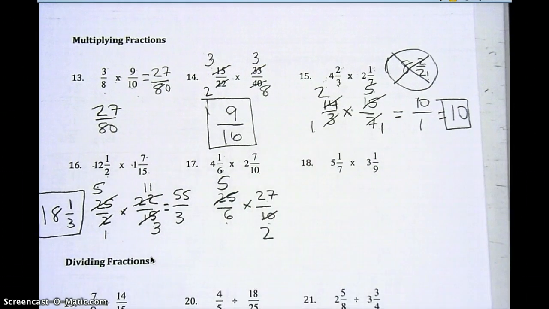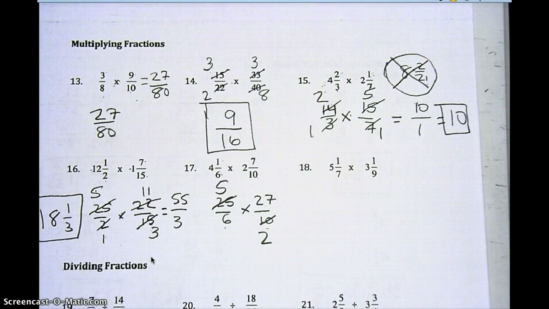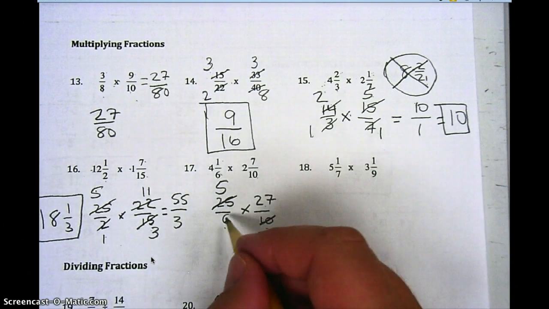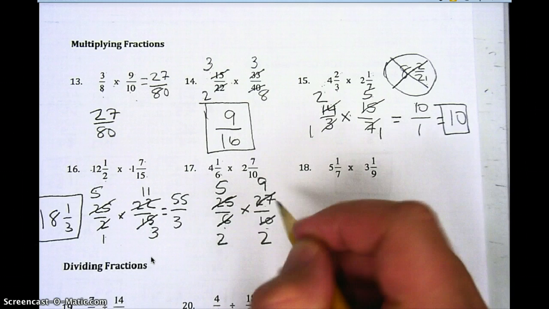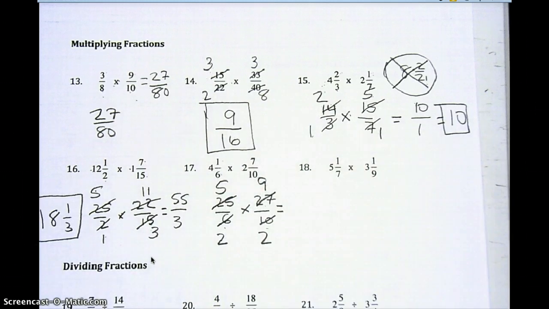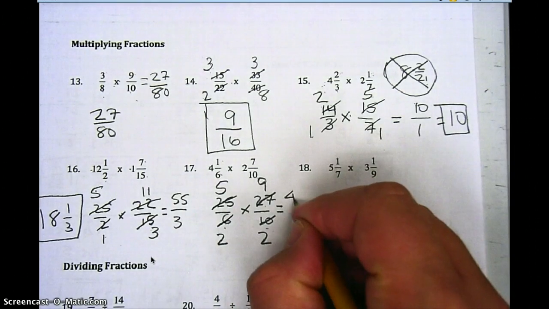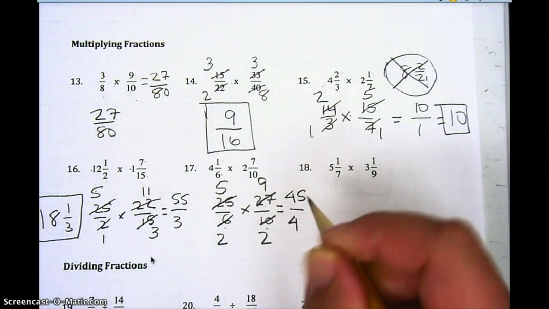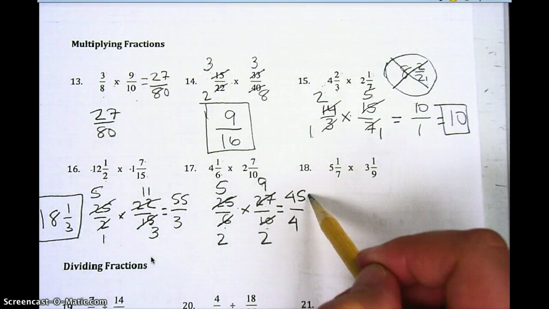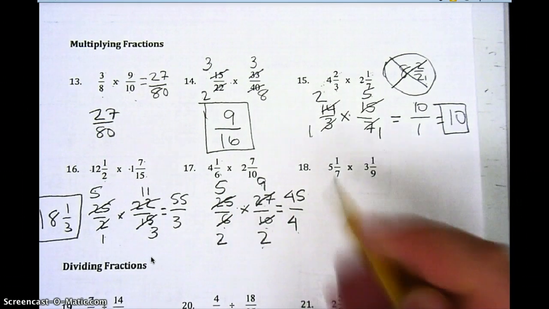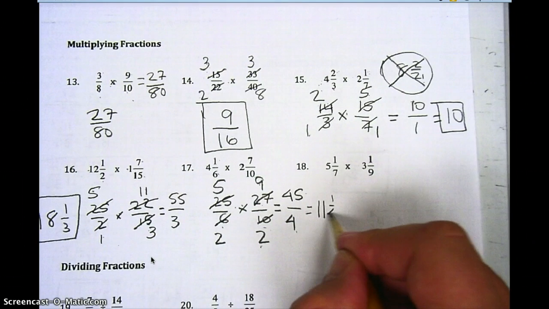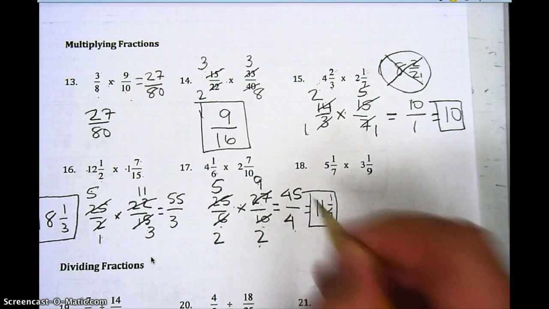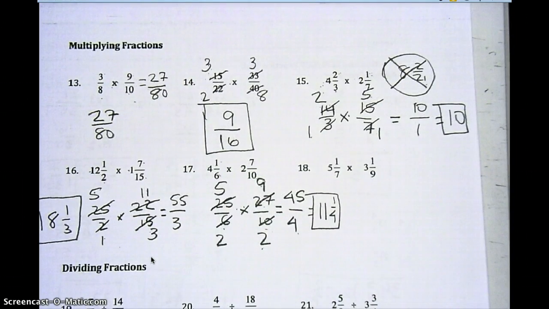6 and 27 is a little bit more difficult, but I know that 3 divides in both. 6 divided by 3 is 2, and 27 divided by 3 is 9. Now I've reduced them as much as possible, so I multiply the top and I multiply the bottom, and I get 45 divided by 4. 5 times 9 is 45. 2 times 2 is 4. There's going to be 11 4s in 45, with 1/4 remaining. That's how you do number 17.